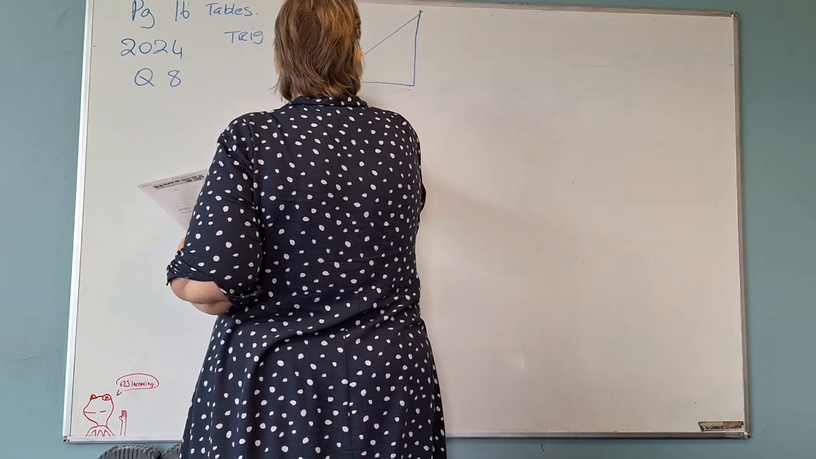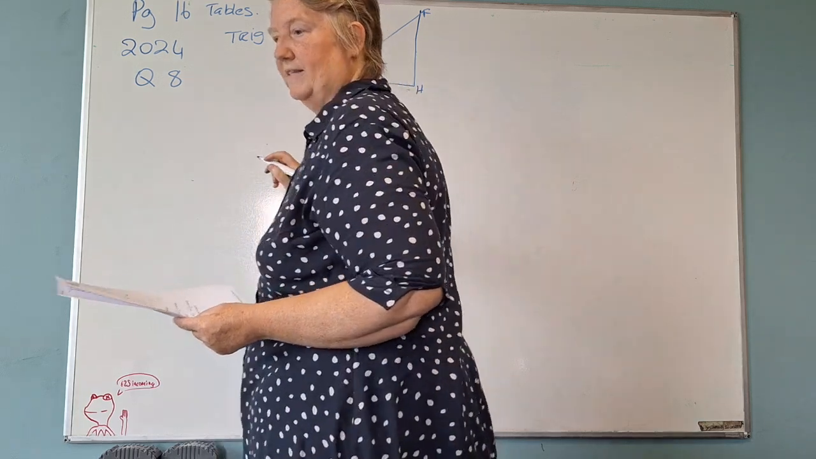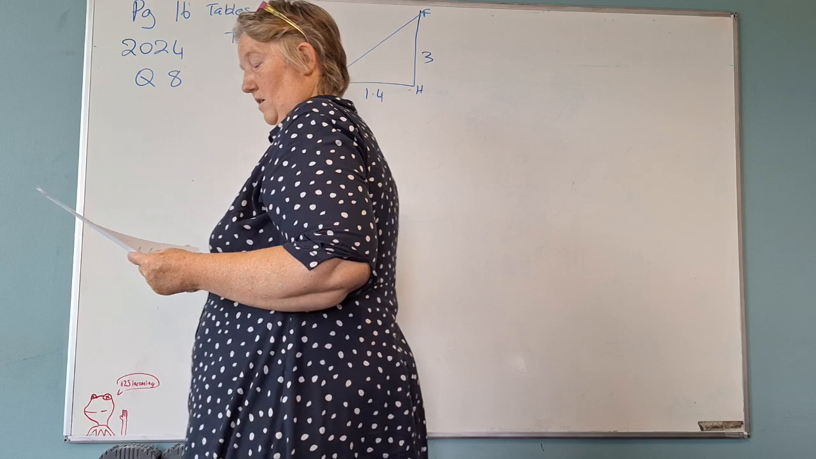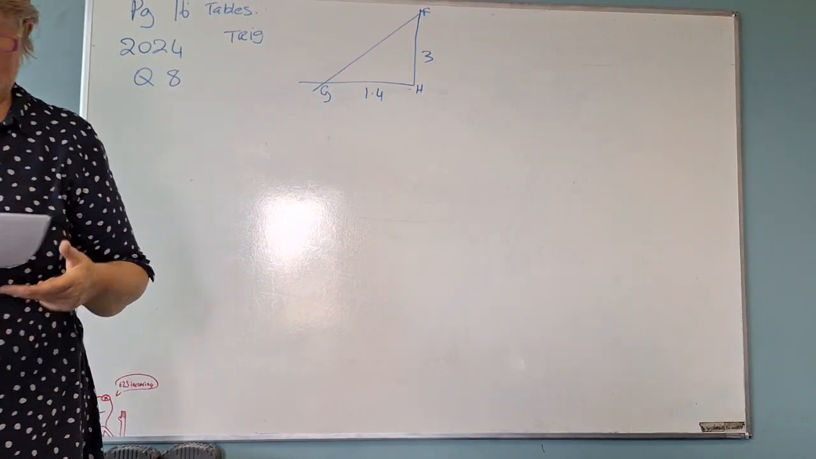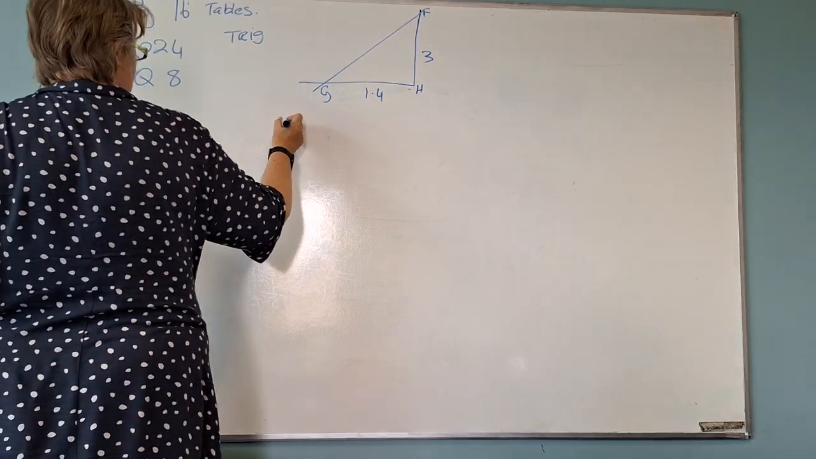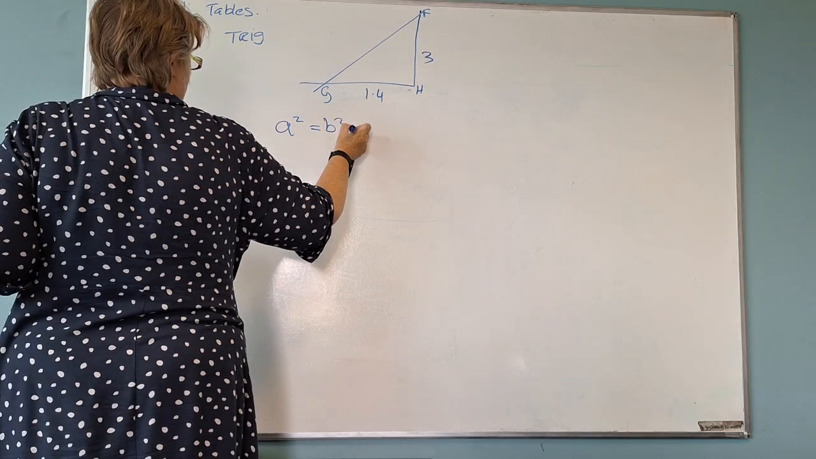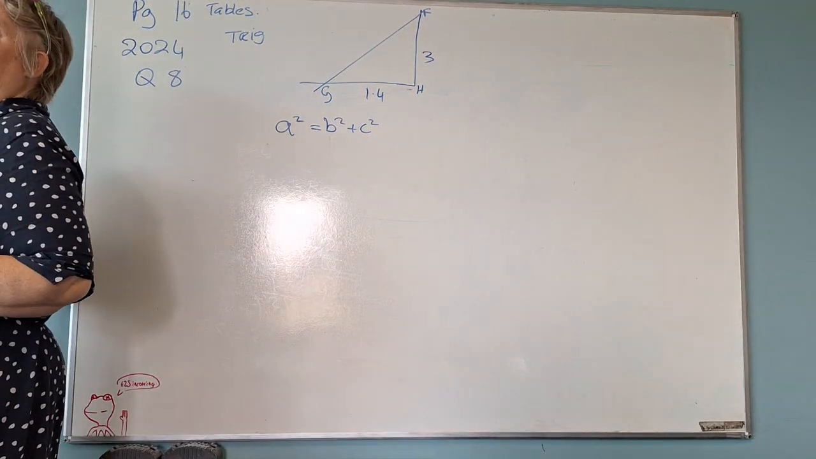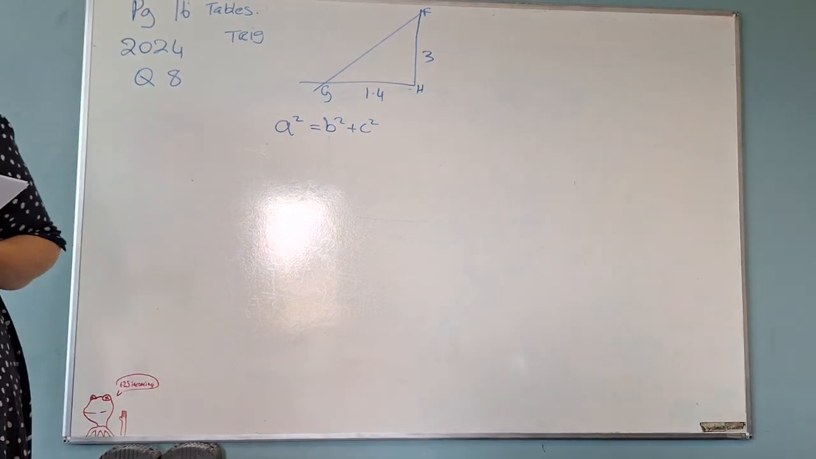This is G. This is F, this is H. We're told that this is 3 and this is 1.4. Okay, so you're asked to use the theorem of Pythagoras to find the length of the cable. On your tables you'll see that the theorem of Pythagoras is a squared equals b squared plus c squared. It may say in your table c squared equals a squared plus b squared. You can put any one of them on the top.